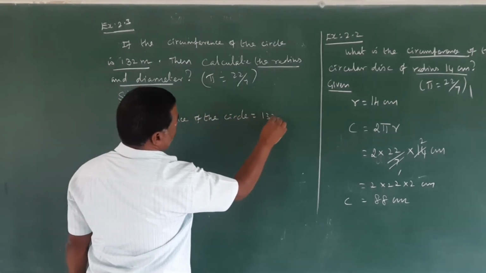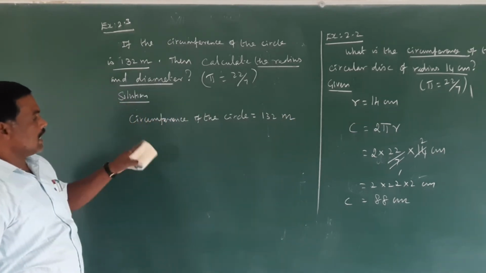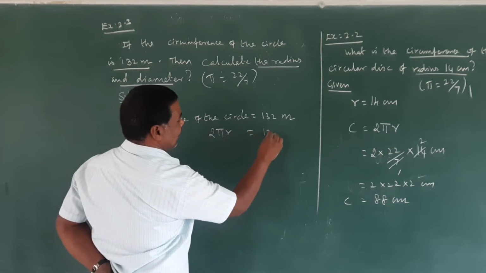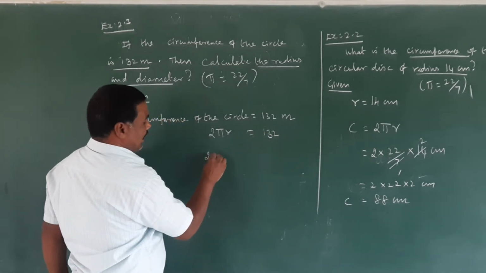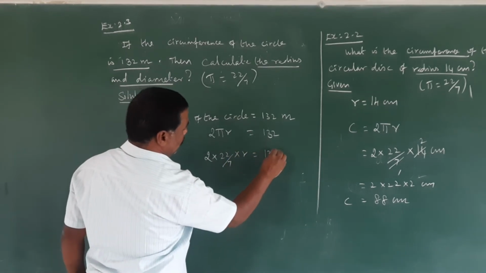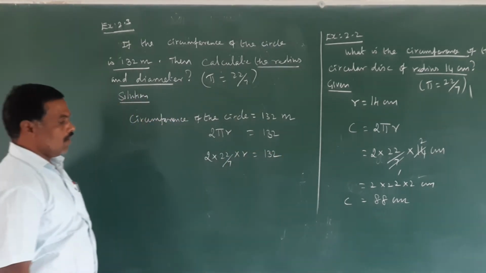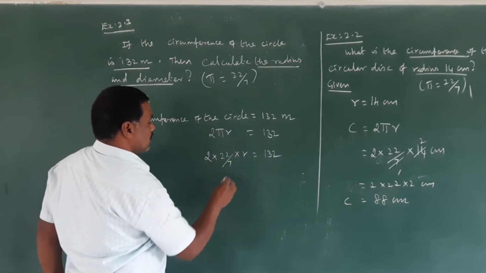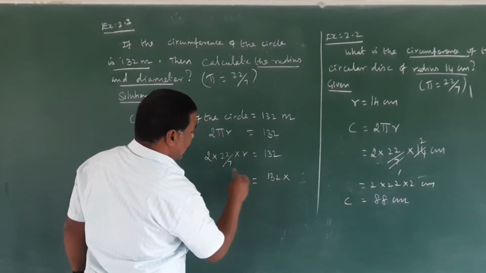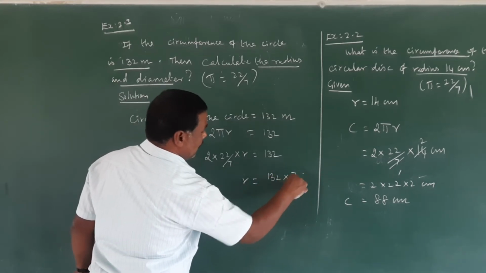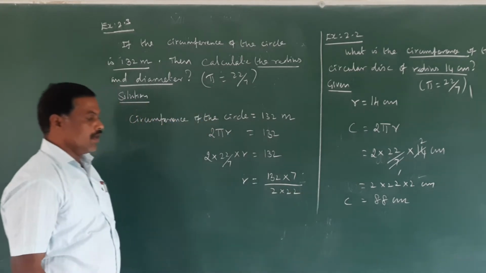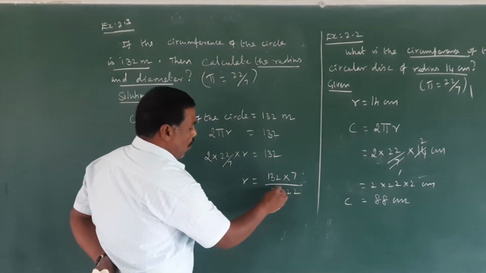The circumference formula is 2 pi r equal to 132. Now 2 into pi value 22 divided by 7 into r equal to 132. Now r equal to 132 into 7 divided by 2 into 22. Now second table: 1 twos are 2, 6 twos are 12.